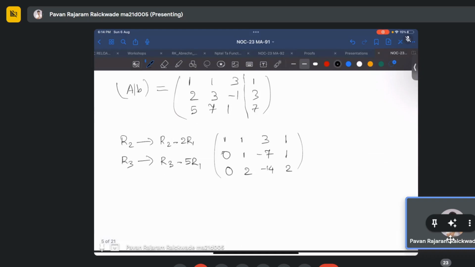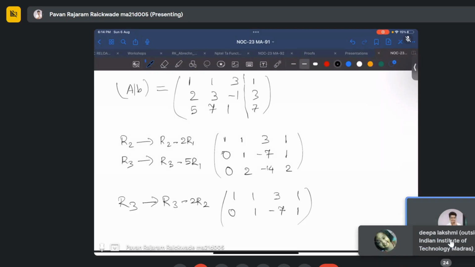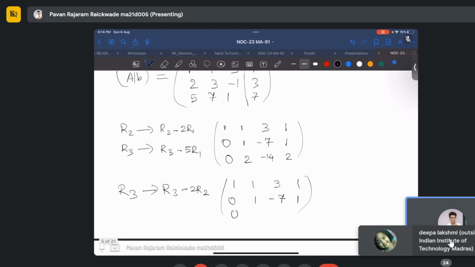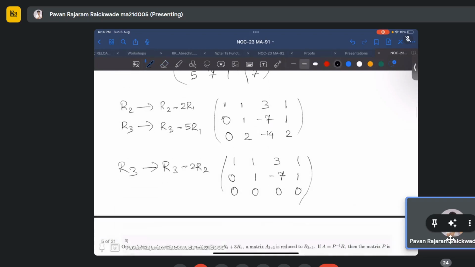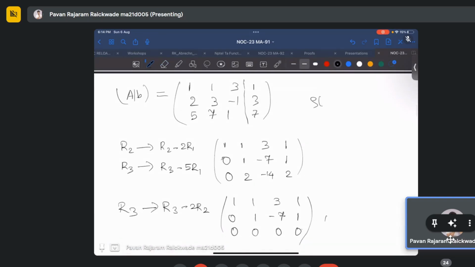Now I'll change R3 to R3 minus 2 R2. With this change, I'll get the matrix with the first and second rows remaining as they are, and the last row will become 0, 0, 2 minus 2, 0, then minus 14 plus 14, again 0, and the last entry again 0. What we get is rank of A is the same as rank of A augmented B. That means the system is consistent.